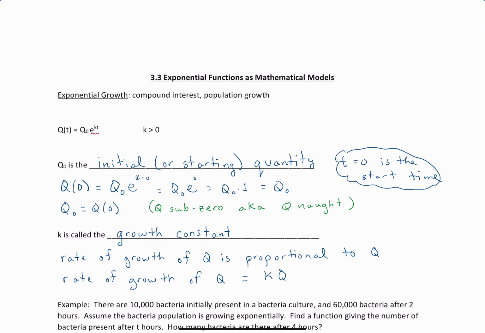So I'm not saying here Q equals kQ. That's not what I'm saying. I'm saying the whole rate of growth of Q is proportional to Q. Now, in this class, we won't be able to see why that translates into this equation, but it does, and so that's why k is called the growth constant, because it's the constant of proportionality between the rate of growth and the size of the quantity itself. Again, we won't be able to see why that's the case in this class.